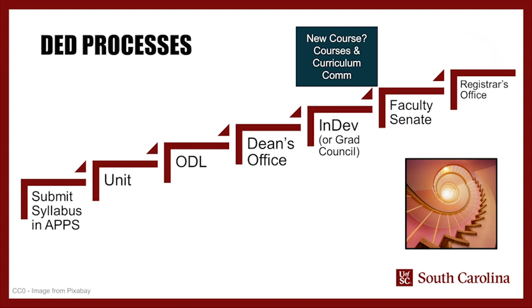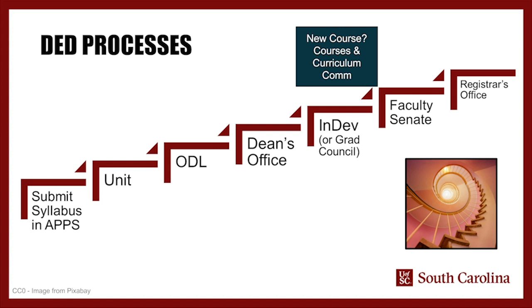So if you're transitioning your course from a traditional format to online or blended, it's important to understand the process. Unless specifically exempted, before any undergraduate course can be delivered 50% or more online, it must be submitted through the university's Academic Programs Proposal System, otherwise known as APPS, then approved by InDev and ultimately the Faculty Senate. And this is definitely for all undergraduate classes.